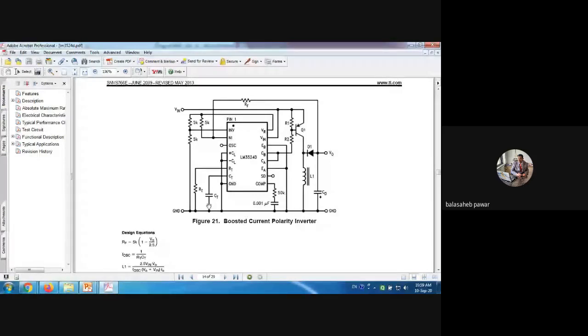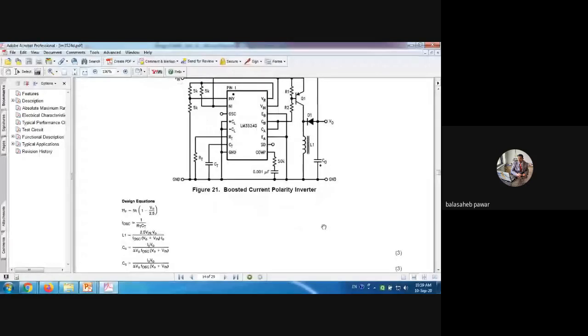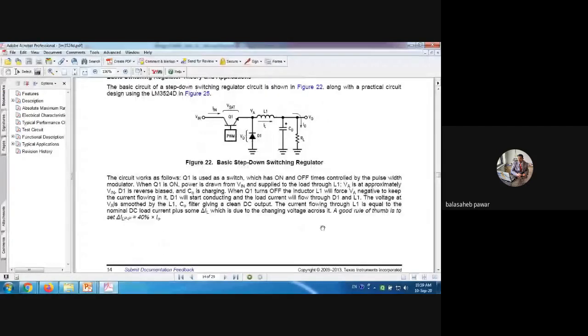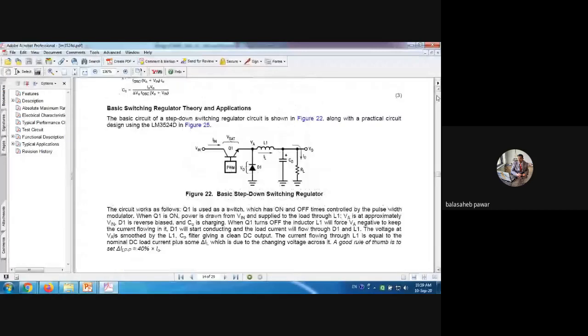Okay. Then see, in your journal, you have to start writing from this point, basic switching regulator theory and applications. Just note it down. It is given from page number 14. If you have notebook and pen, just note it down. You will require this. I will not highlight or explain it later on. Whenever you complete this first assignment, that is design of SMPS, in the theory part you have to write all these things.